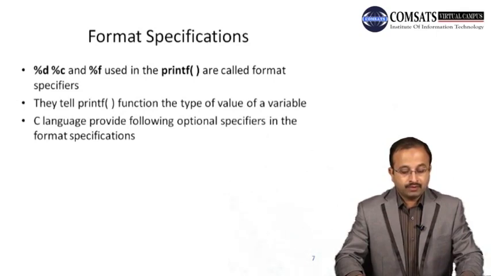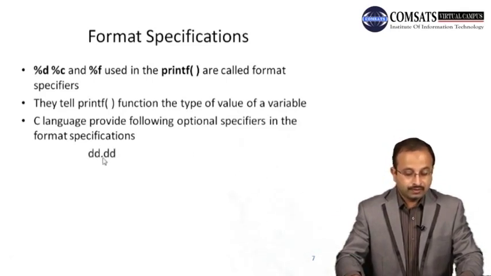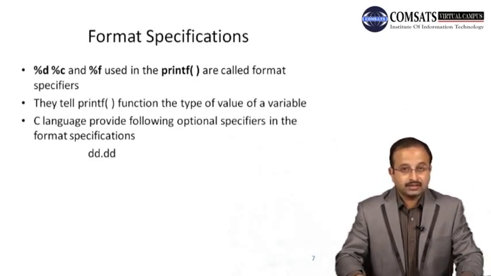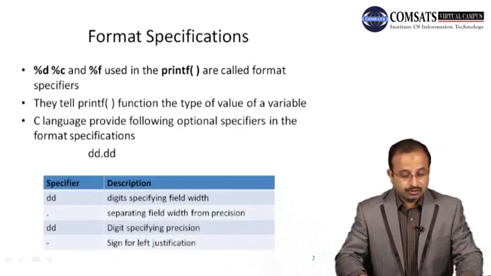C language provides the following optional specifiers in the format specification. This is dd.dd, where d stands for digit. So if you have 2 digits, dot, 2 digits, you can use this with the format specifier, and these are optional. It's up to you whether you want to use it or not. So let's see what that stands for.